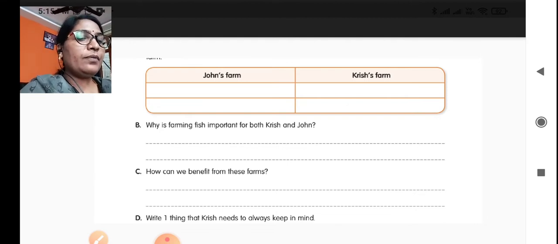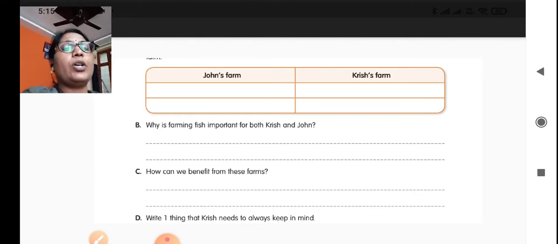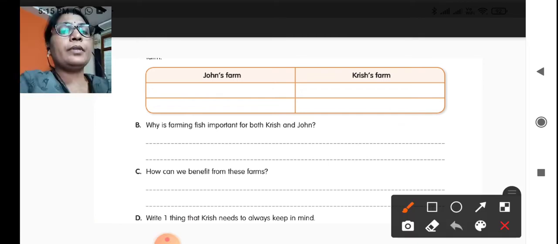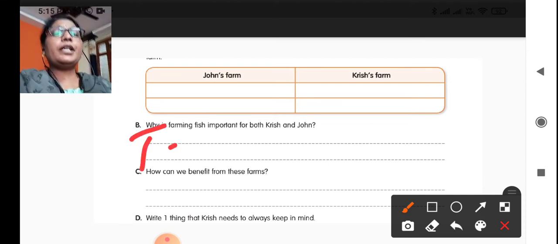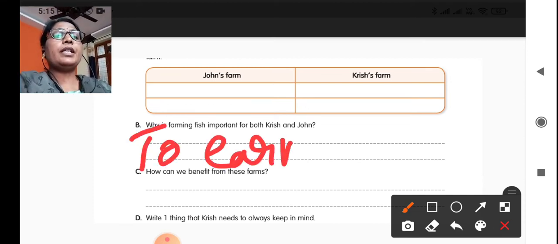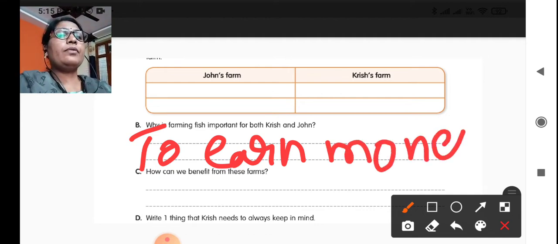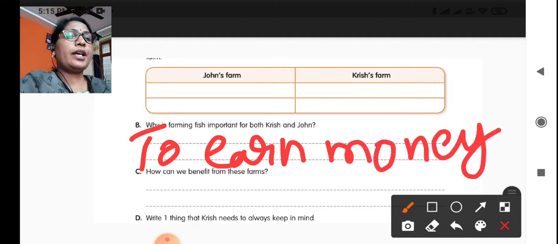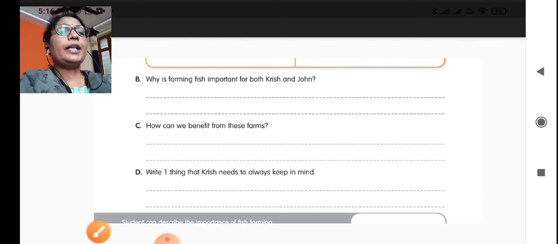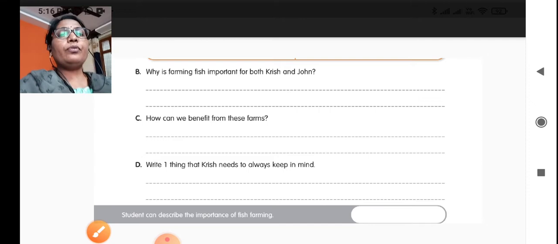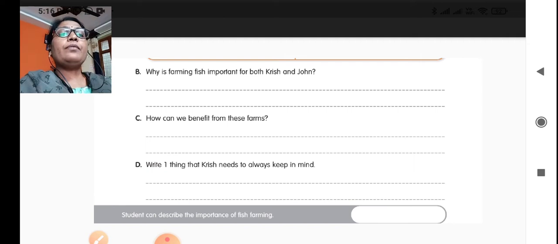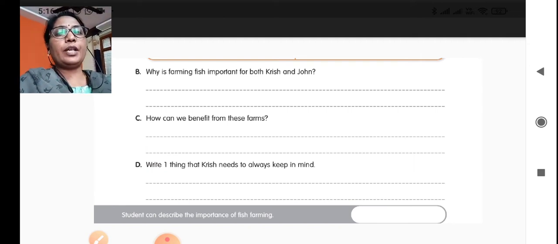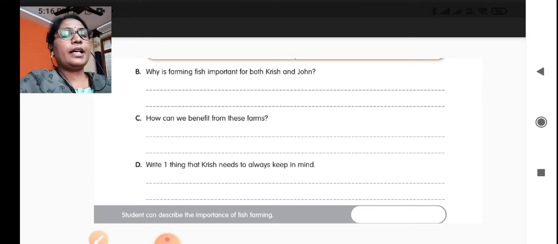Why is farming fish important for both Krish and John? It is important for them because they opted this as their career option. So to earn the money, it is important for Krish and John to rear the fishes. Yes, apart from this, if anything important you feel, you can mention the point over there. Now, how can we benefit from these farmers? Okay, John and Krish are benefiting by selling those fishes in the market and by earning the money.